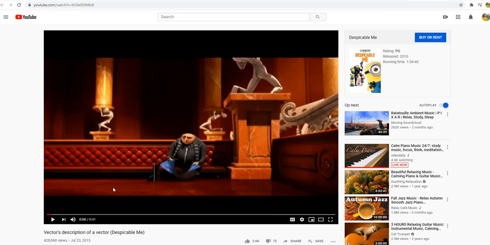All right, so the beginning part of chapter 6 is on vectors. So obviously we need a little bit of Despicable Me here.